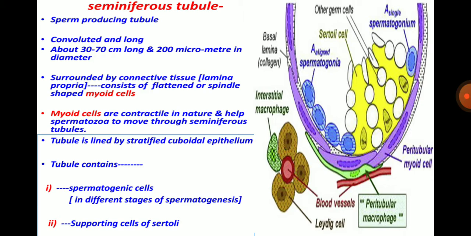The tubule as such is lined by stratified cuboidal epithelium, which we have already discussed, and it contains 2 types of cells: the spermatogenic cells in different stages of development, and the supporting cells of Sertoli. So all the details and cells can be seen. You can just go through this labeling once again.